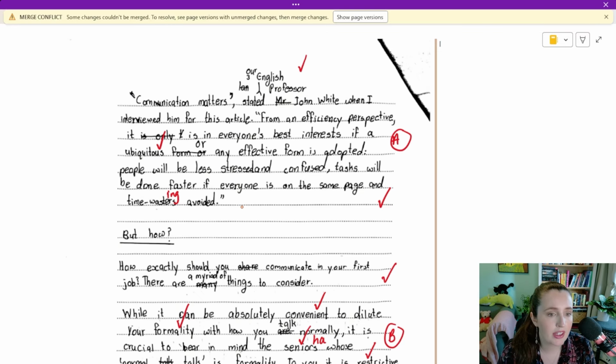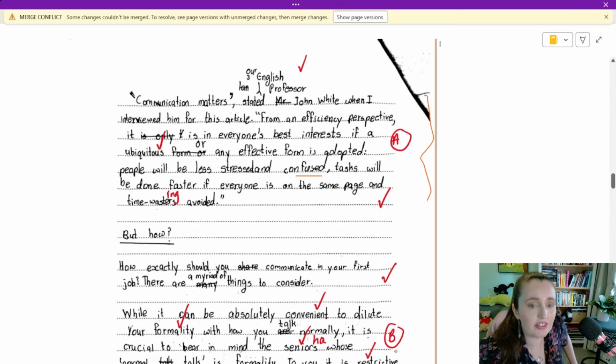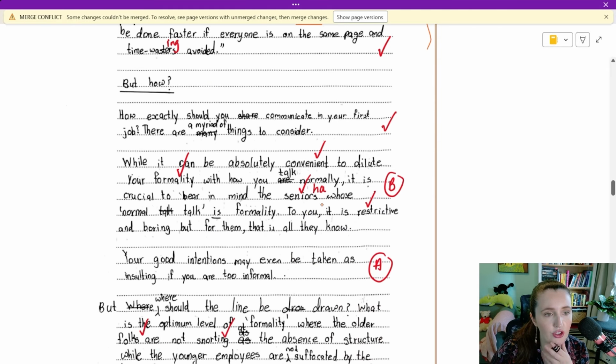Detail from text A. People will be less stressed and confused, and tasks will be done faster if everyone is on the same page and time wasting avoided. There's no need to do quotations like this. It's not getting her any more points or any less points. I'm just like, okay, maybe feels a tiny bit random, but she's got some details in there. It would be nice to say, this idea of time and confusion, she could develop those ideas and say actually how messaging can save time, why that would be beneficial for the business and for students as future workers. But see, mostly summary. So she's not really challenging the ideas, she's just repeating them.